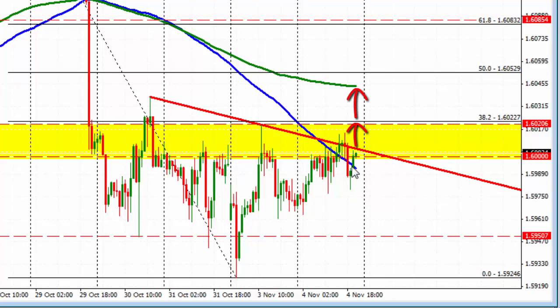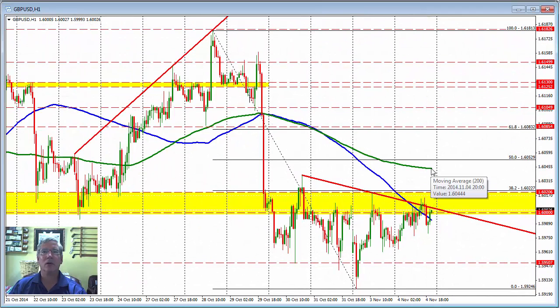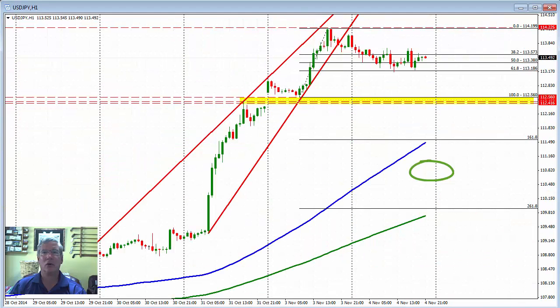I don't know, but the bias remains a little bit to the upside, a little bit more bullish for the sterling versus US dollar. Need to get above the 160.22 level, and then we're going to go and test the 160.44 or the 200-hour moving average. That's the green line in this chart.